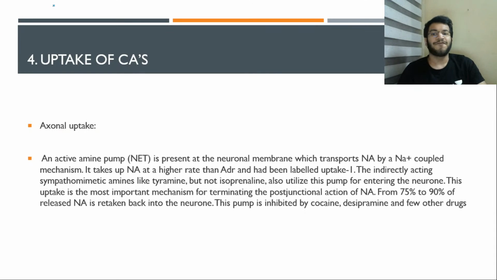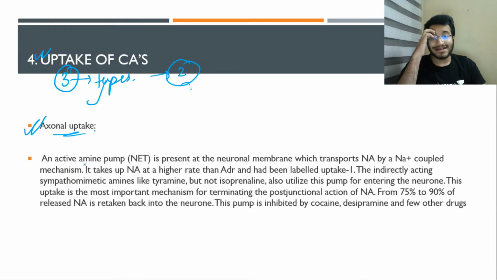Now comes the uptake of catecholamines. There are three types, but important are of two types, right? First is axonal uptake. It is an active amine uptake or active amine pump. NET is present at the neuronal membrane, which transports noradrenaline by a Na plus coupled mechanism, right? It takes up Na at a higher rate than adrenaline and had been labeled uptake 1. The indirectly acting sympathomimetic amines like tyramine but not isoprenaline also utilize this pump for entering the neuron.